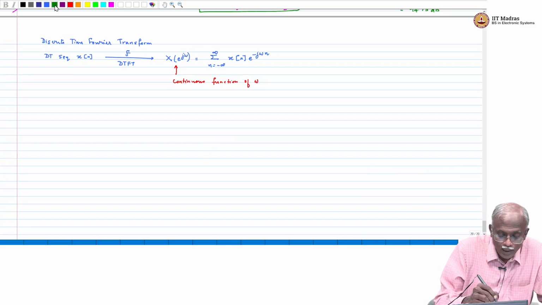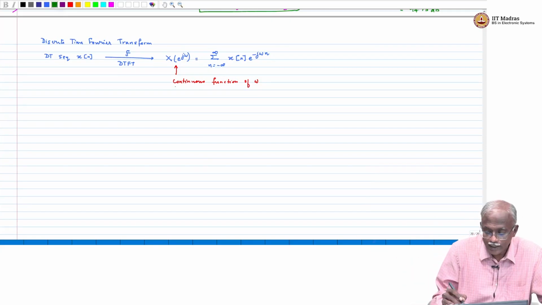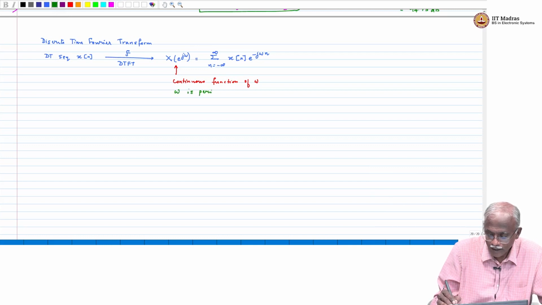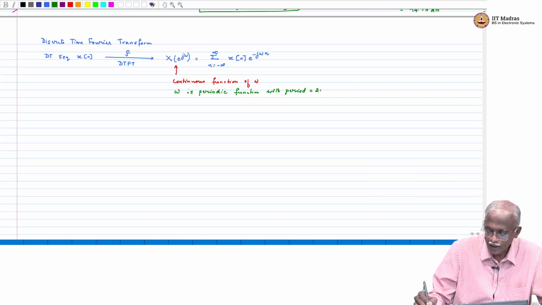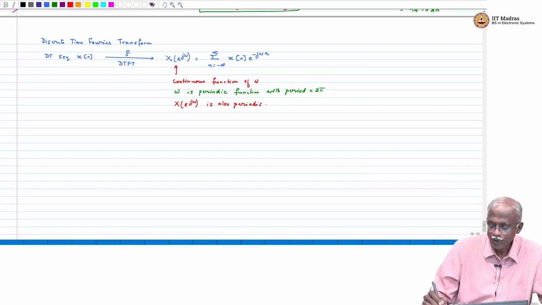And ω does not really go from minus infinity to infinity, because in discrete time, ω is a periodic variable with period equal to 2π. Which means that X(e^(jω)) is also a periodic function.